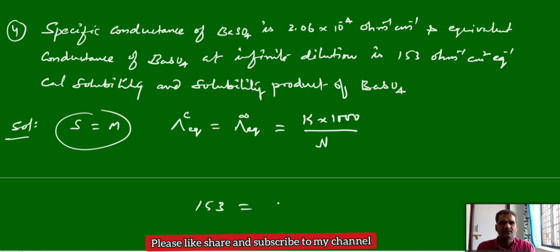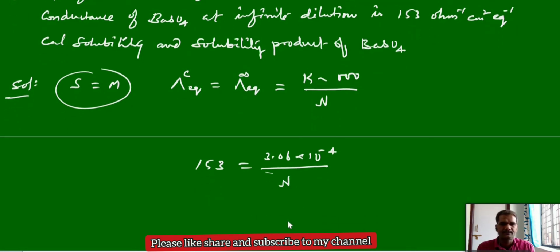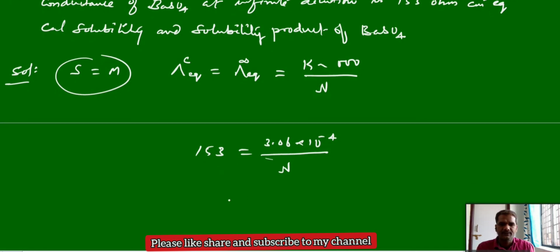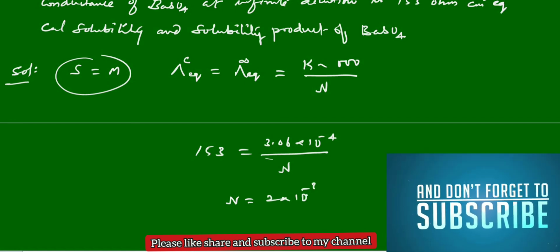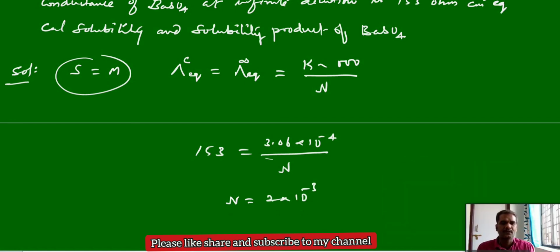And this value is 153, equal to, what is the K value? 3.06 into 10 power minus 4 by N. Anyhow, this normality we have to calculate. If we simplify this one, we will get normality equal to 2 into 10 power minus 3 normal.